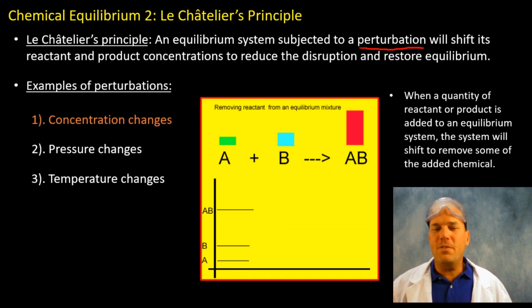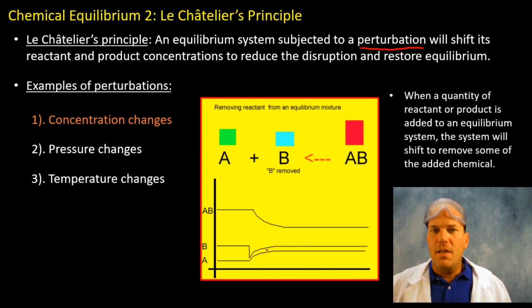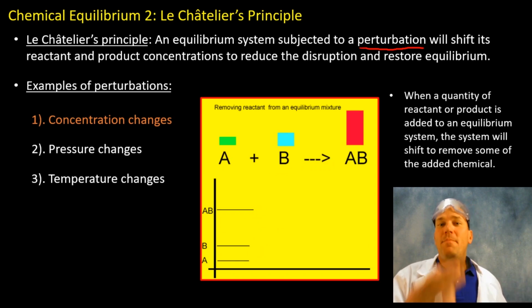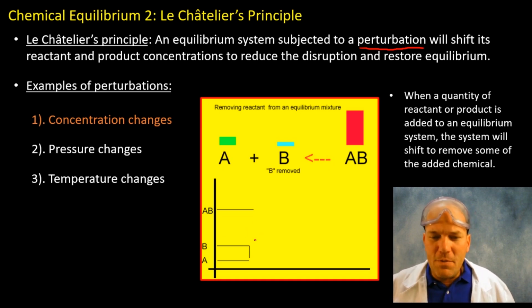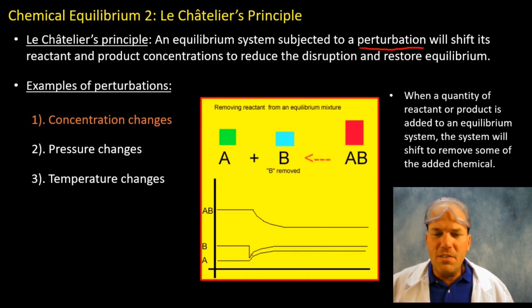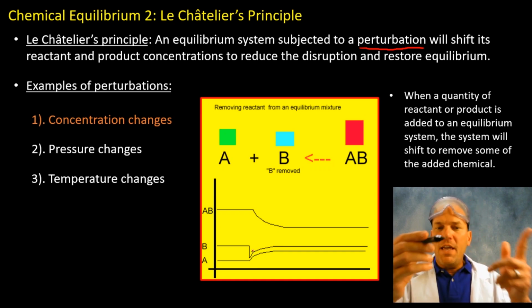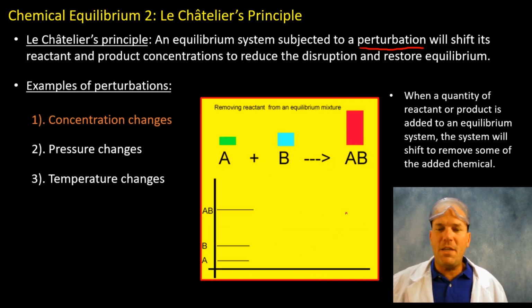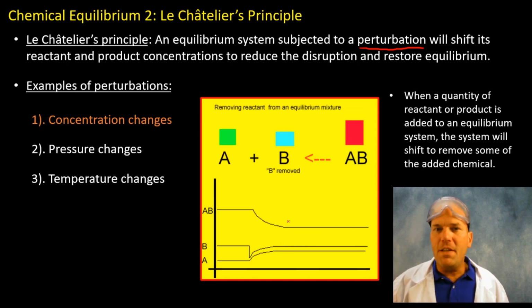And if we look at this graphically one more time, B is removed, A increases. Why does A increase? Well, the shift is overall AB forming more A and B. So if B is removed from the system, that stress leads to an increase in A, a decrease in AB, until we have restored dynamic equilibrium, at which point here we see graphically that the concentrations are remaining constant.